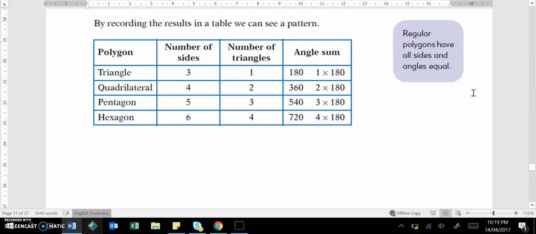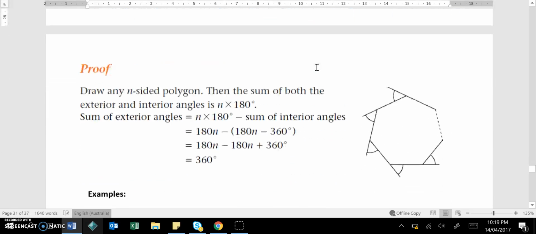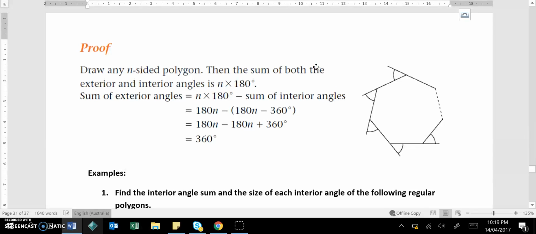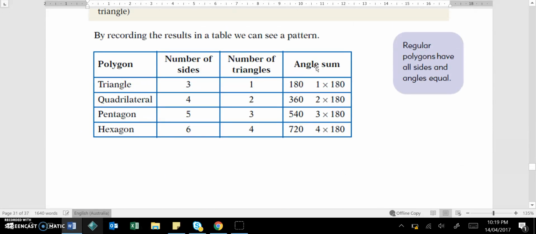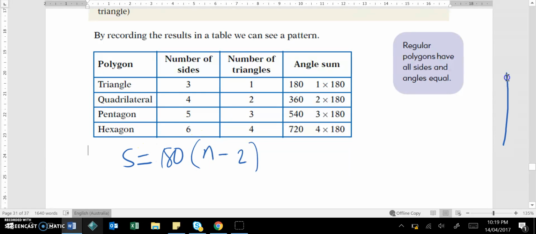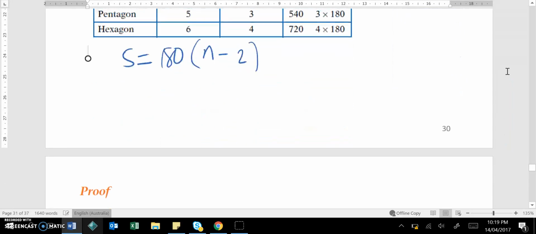If you look at this, we've got a triangle with 3 sides, the number of triangles is 1, and the angle sum. You could fill out this whole table and it would give us the rule for the angle sum of a polygon, because you've got n, the number of sides, take away 2, and you're multiplying by 180, and that's the angle sum rule. It's really important that you know that.